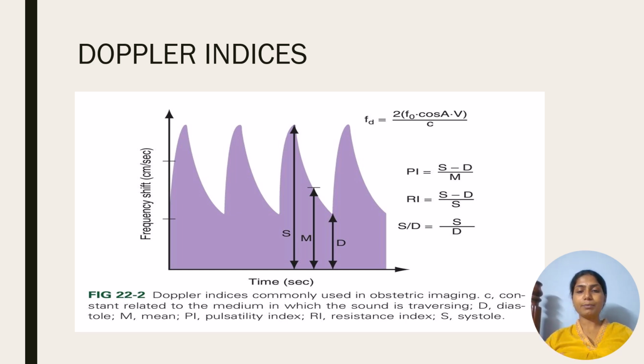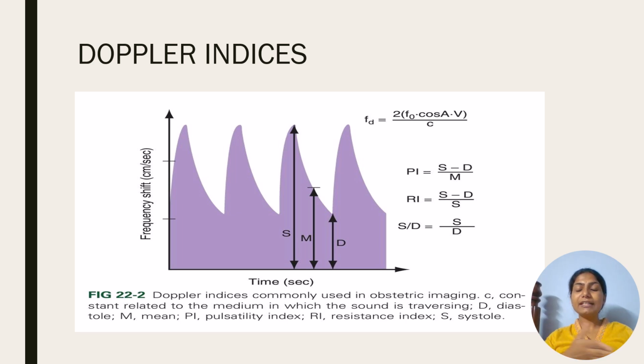This is very important because it has a linear correlation with the resistance in the blood vessels. So the higher the resistance in the blood vessel, the higher will be the pulsatility index. So what do you mean, madam? Why is this pulsatility index so important in our practice?